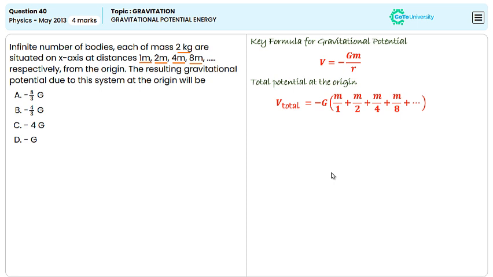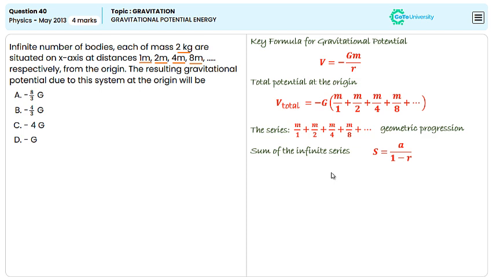The series m by 1 plus m by 2 plus m by 4 plus m by 8 plus so on is a geometric progression, with the first term a being m is equal to 2 and the common ratio r is equal to 1 by 2. The sum of an infinite geometric progression is given by S is equal to a by 1 minus r, where r is less than 1. On substituting the values of a and r, we get S is equal to 2 by 1 minus 1 by 2, which is equal to 2 by 1 by 2, which is equal to 4.